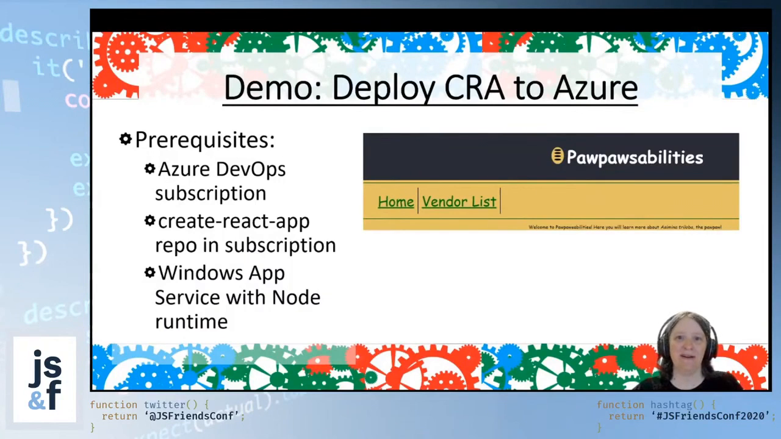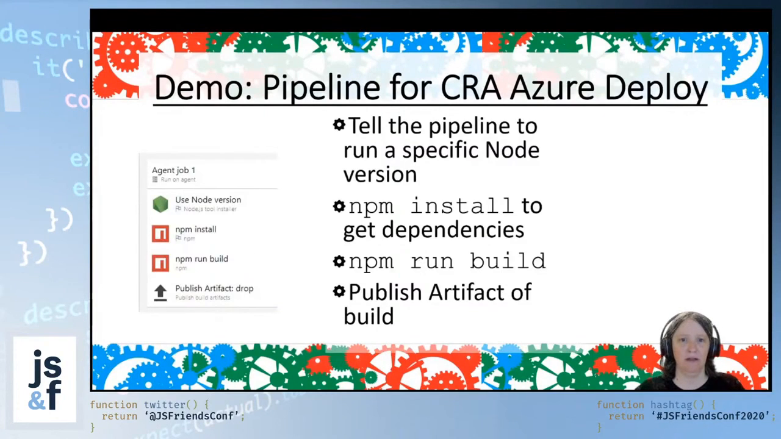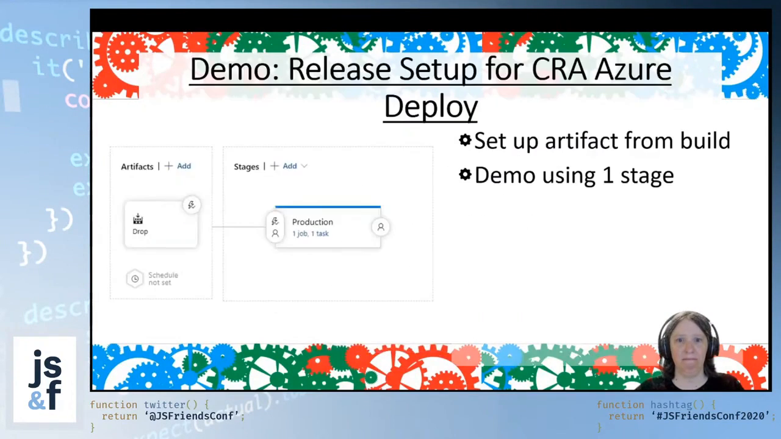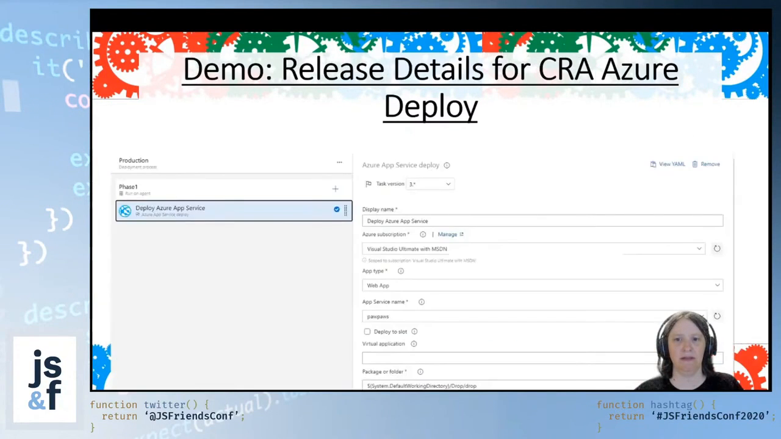We did our demo of the Create React app and how we were making changes to it. Again, I have a Windows app service with the Node 12 LTS runtime running. That way you could see how that works. In my build pipeline, also known as just a pipeline, I tell it which version of Node I'm running, npm install, npm run build. Then I publish the build over so that we can use that in the deployment. For the release, I grab the artifact from the build, and our demo only uses one stage of production, but you were able to see that work.